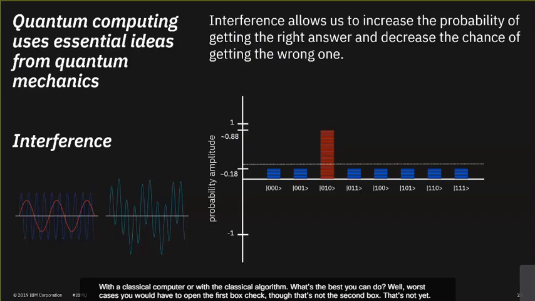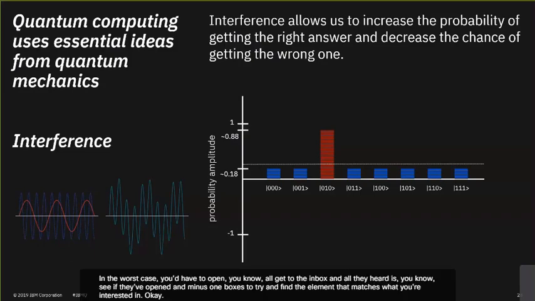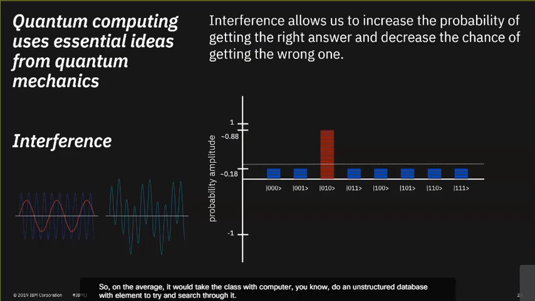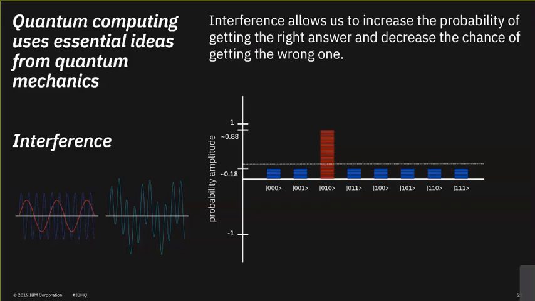Well, worst case, you would have to open the first box, check, no, that's not it. The second box, that's not it. In the worst case, you'd get to the nth box, and there it is. So you've opened n-1 boxes to find the element you're interested in. On average, it would take a classical computer searching through an unstructured database with n elements roughly n over 2 searches. Grover's search algorithm can do the same search in square root of n searches. So it's a quadratic improvement in computational speed.